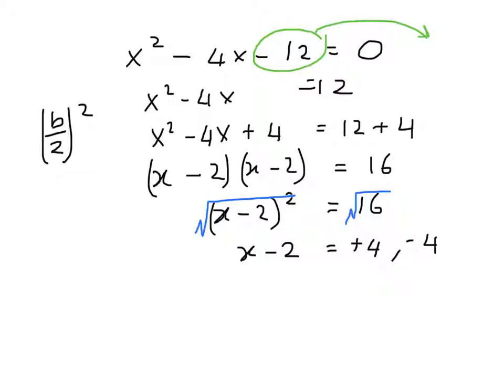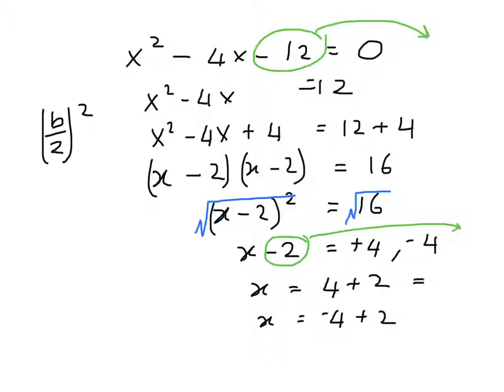So for my answer, again, I'm going to take my negative 2 to the other side, get rid of it. I want my x by itself. x equals 4 plus 2, or x equals negative 4 plus 2. x equals 6, or x equals negative 2. Now these came out as whole numbers.